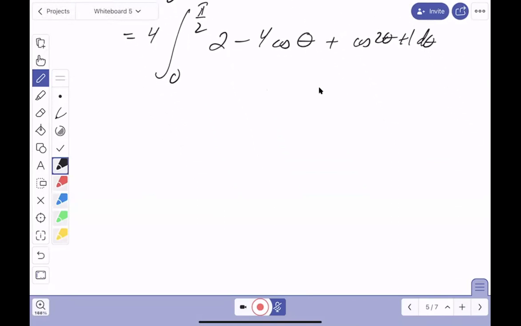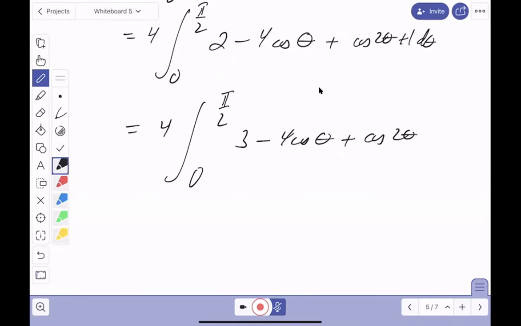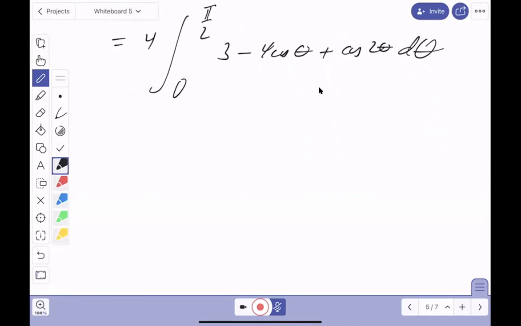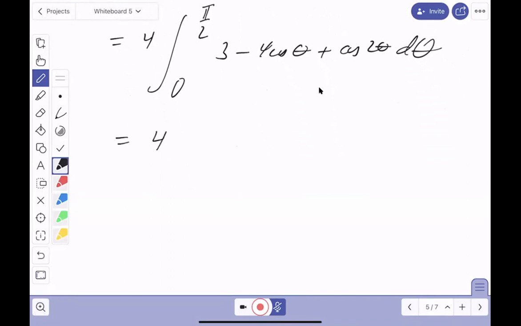And again, I'm still working. 4, 0 to pi over 2. And you're going to get 2 plus 1, which is 3, minus 4 cosine theta plus cosine 2 theta d theta. This equals 4 times 3 theta minus 4 sine theta. Yep. And then it's going to be what? Plus, let's see, that's going to be sine 2 theta over 2.